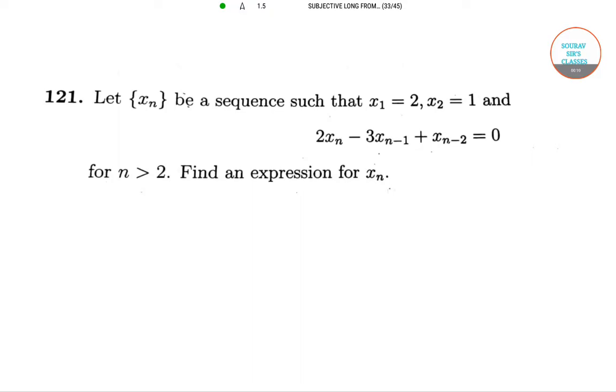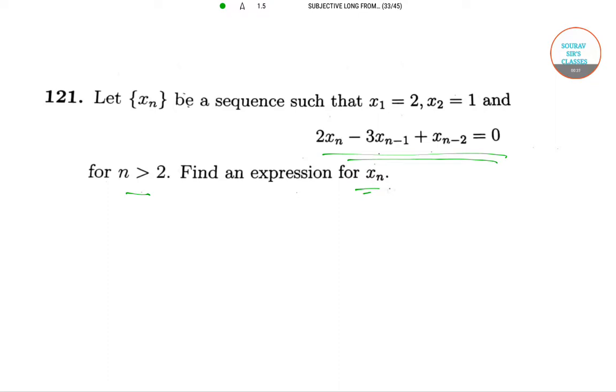Now, in this question, we have a sequence xn such that x1 is equal to 2, x2 is equal to 1, and 2xn minus 3x(n-1) plus x(n-2) is equal to 0 for n greater than 2. Now, we have to find the expression for xn.